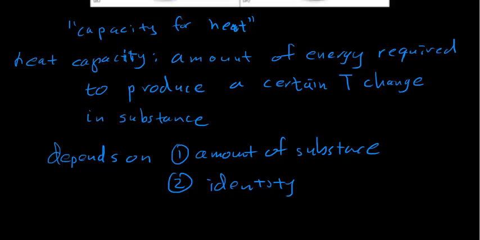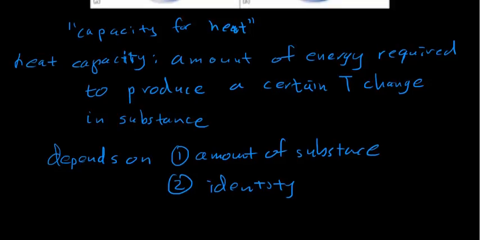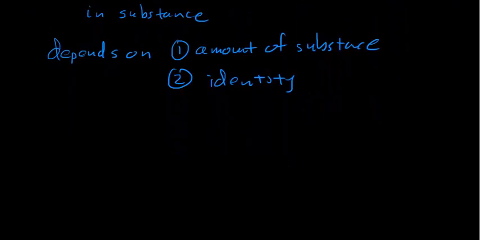And we've already seen a good example of how the identity matters. So if you put the same amount of heat into mercury or into water, you will get very different temperature changes. So in order to get one quantity that we could use that just depends on the identity, one thing we could do is divide by a fixed amount of substance. So that gives rise to two kinds of heat capacities that we use.